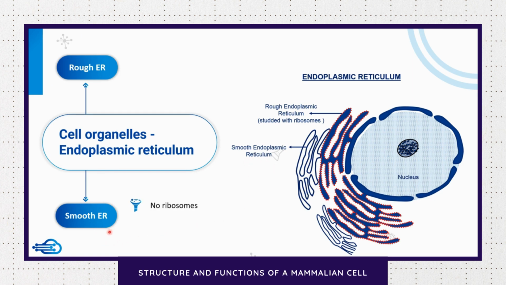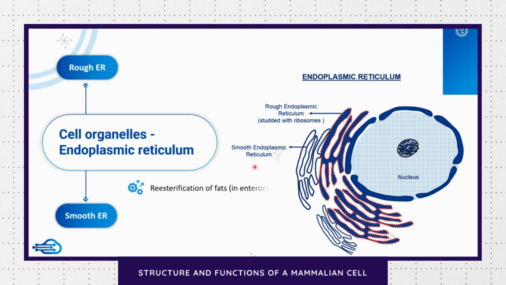Then smooth endoplasmic reticulum, as we said, has no ribosomes, and hence the term smooth, isn't it? So no ribosomes on a smooth endoplasmic reticulum. Then they are more tubular. We said that rough endoplasmic reticulum is both sac-like and tubular, but the smooth endoplasmic reticulum is more tubular. The functions of smooth endoplasmic reticulum include re-esterification of fats in enterocytes.